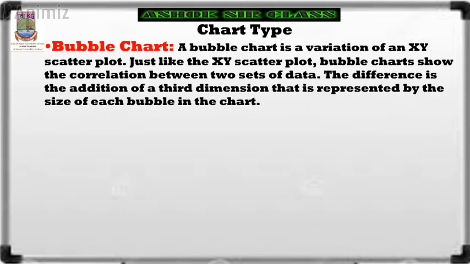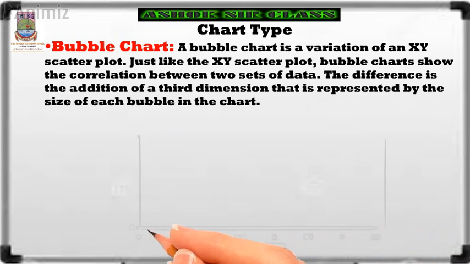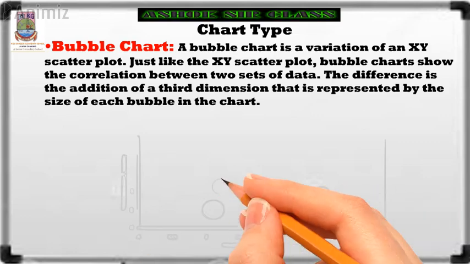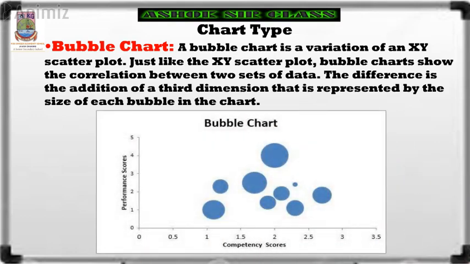Bubble chart. A bubble chart is a variation of an XY scatter plot. Just like the XY scatter plot, bubble charts show the correlation between two sets of data. The difference is the addition of a third dimension that is represented by the size of each bubble in the chart. This third dimension is typically used to show the relative impact of a quantitative data item.